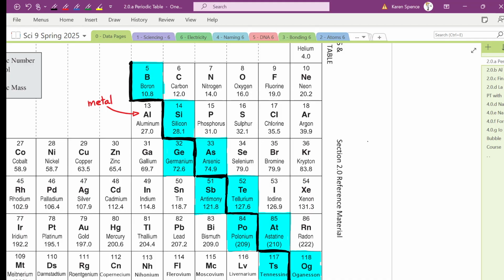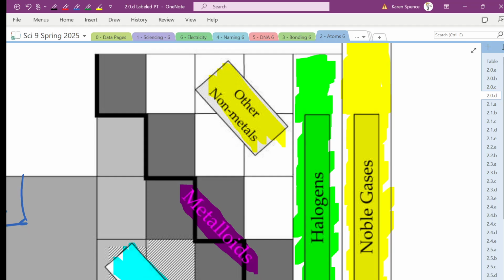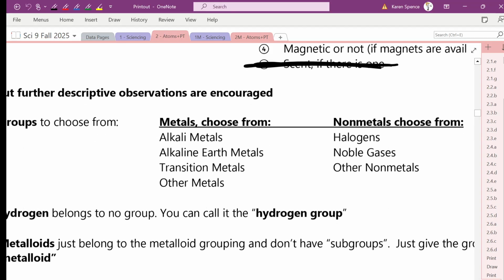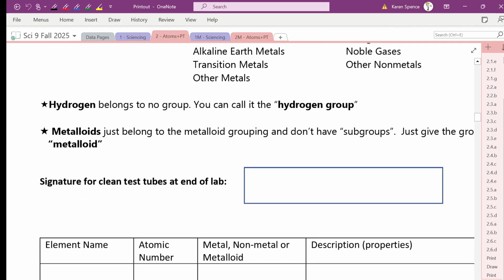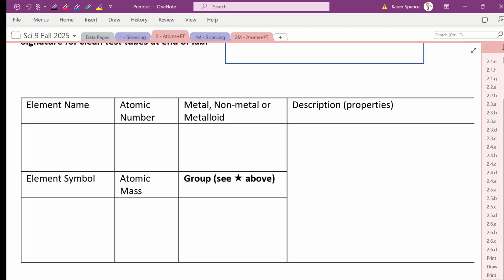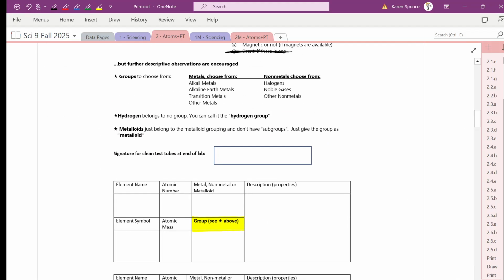One of the things that you are going to be recording on your lab sheet is, let me just grab this for you here. There we go. You are going to be recording which group it's in. Okay, so this is on your lab recording sheet. You're going to be recording what group it's in.